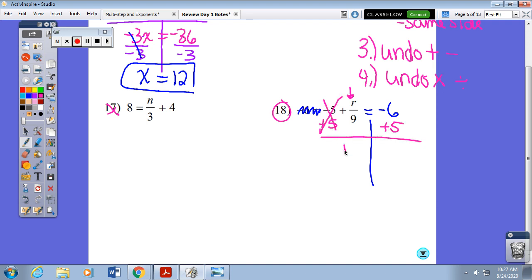Let's go away. R divided by 9 is equal to negative 1. Okay. Since it's r being divided by 9, we're going to do the opposite. So we're going to multiply both sides by 9. 9 divided by 9 is 1. R is equal to negative 9.